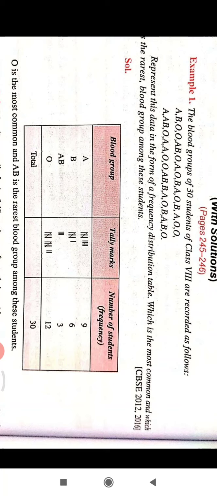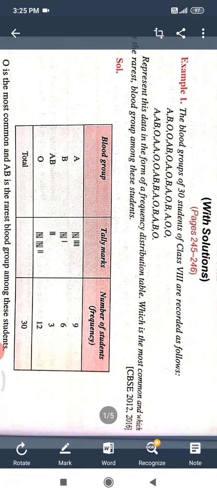Now calculate AB. How many times is AB there? You can see AB only 3 times. So draw 3 standing lines and write 3 in front of it as the frequency. Now O. If you calculate O in the given question, it will be 12.